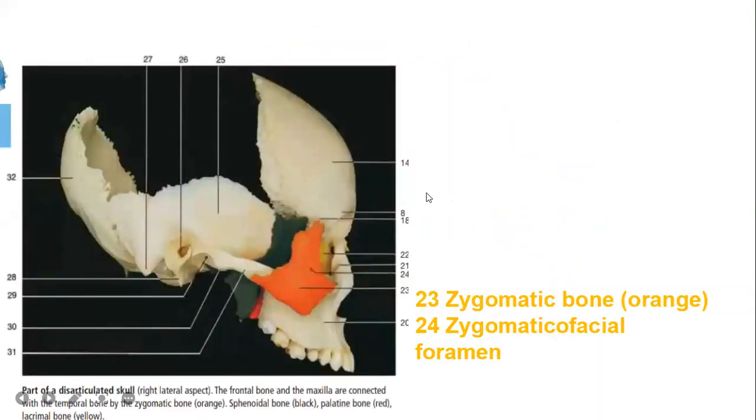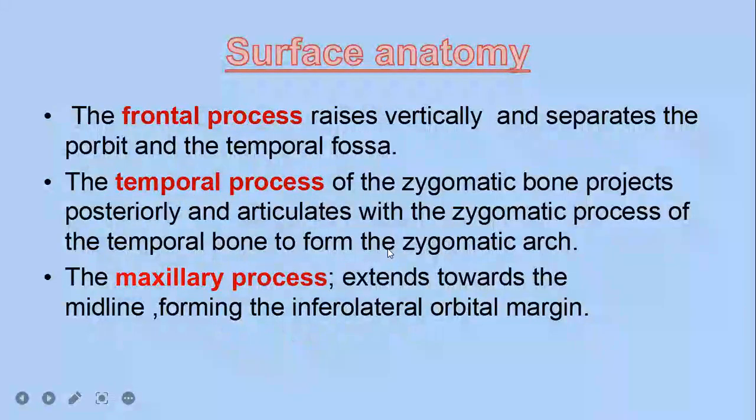This is another architecture of the skull, and it's presented by the lateral aspect. Here we have the zygomatic bone in orange, and the zygomaticofacial foramina are located around here, most commonly found within the zygomatic bone. So let's get to the descriptive part.